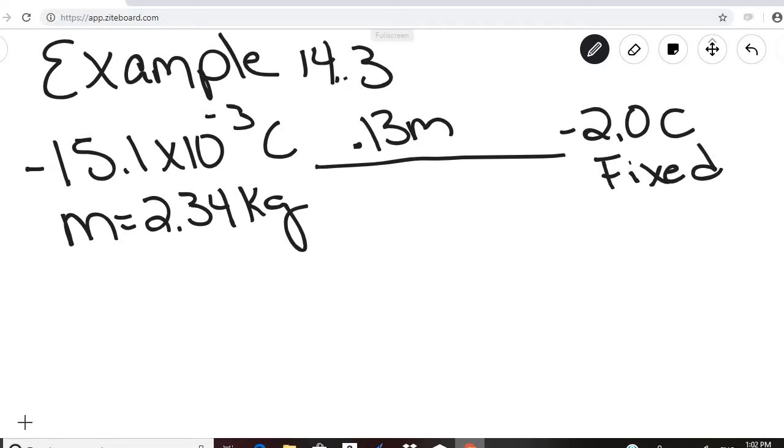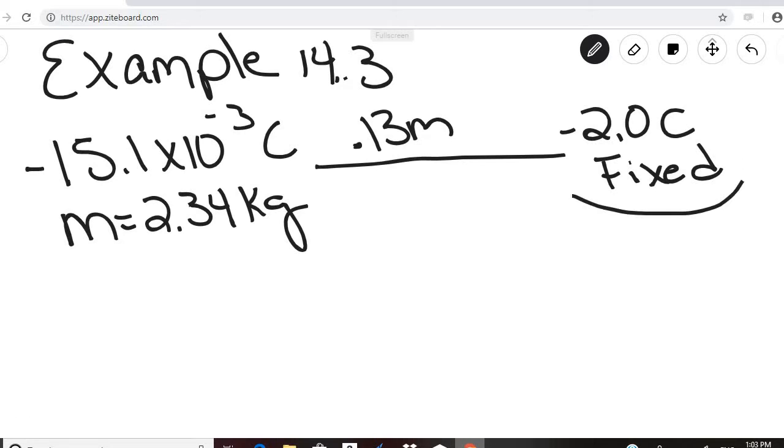This says if the particle starts at rest, at what speed will it be moving when it is 95 centimeters away from the fixed charge? Okay, so they're starting at rest, and first of all, because they have opposite signs, they're going to be repelled from each other.